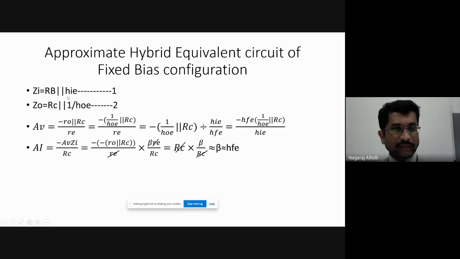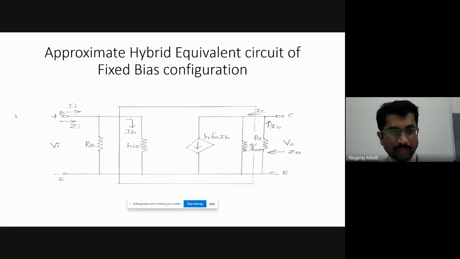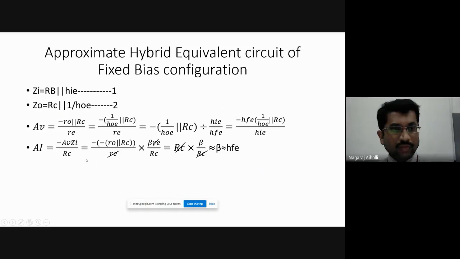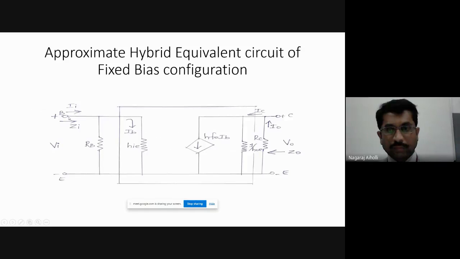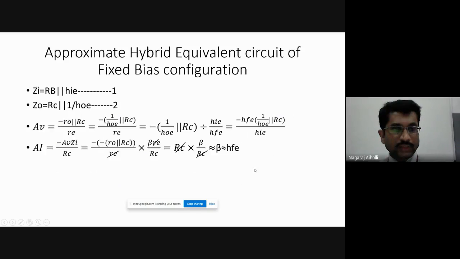Now here we are finding the different performance parameters of the fixed bias configuration. First I will explain the fixed bias configuration, then I will come to the voltage divider bias. Let us see what the difference between the two is and what to write. Zi is the input impedance, it is RB parallel HIE. Similarly, output impedance Z0 will be RC parallel 1 upon HOE. If we look from the output terminal side, it is a parallel combination of RC resistance and 1 upon HOE.